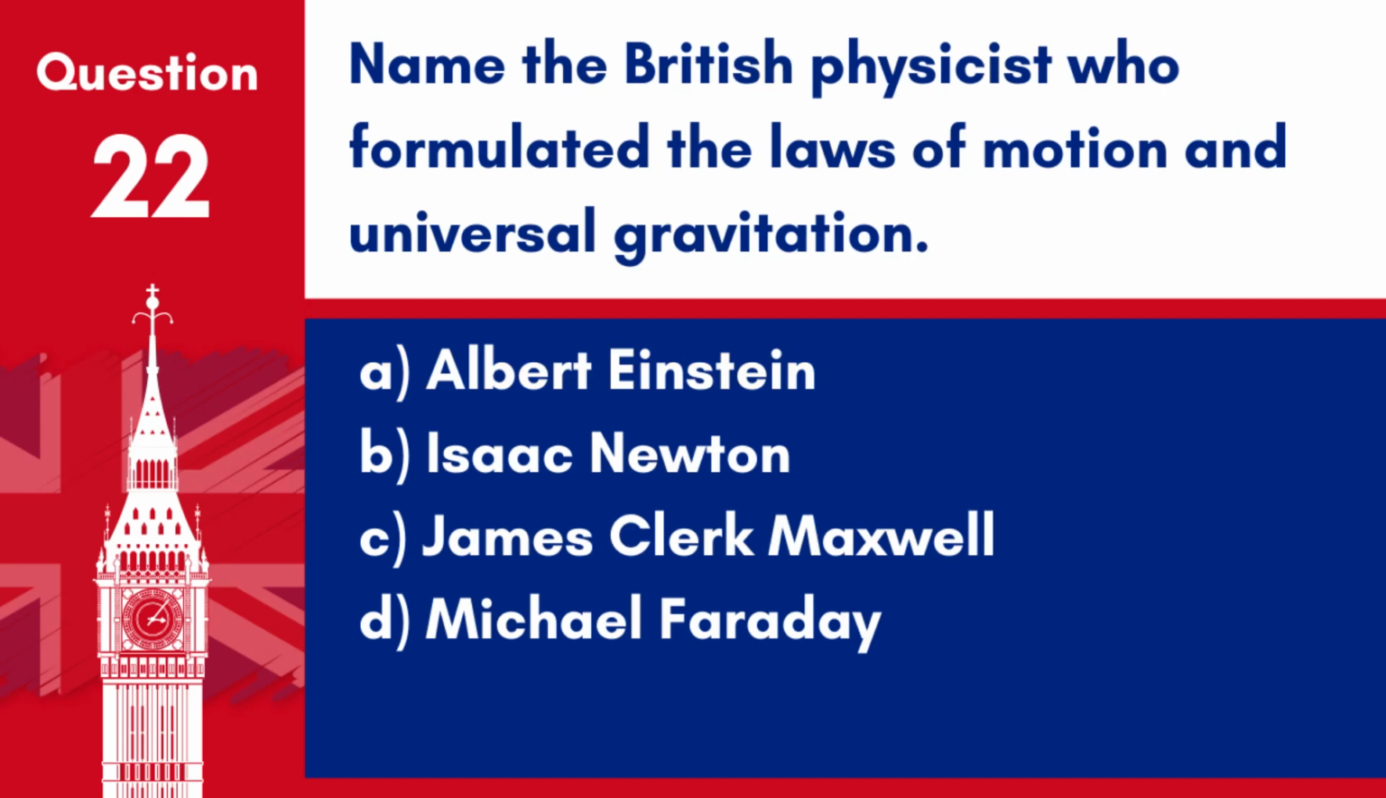Question 22. Name the British physicist who formulated the laws of motion and universal gravitation. A. Albert Einstein. B. Isaac Newton. C. James Clerk Maxwell. D. Michael Faraday. Answer: B. Isaac Newton. Sir Isaac Newton is the British physicist credited with formulating the laws of motion and universal gravitation.